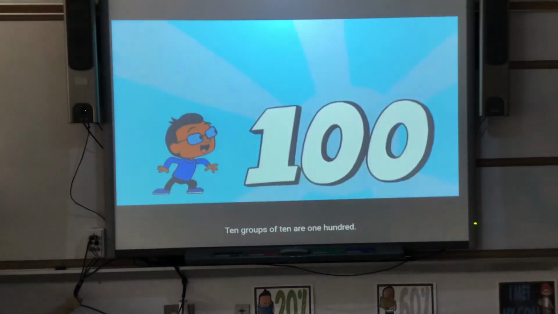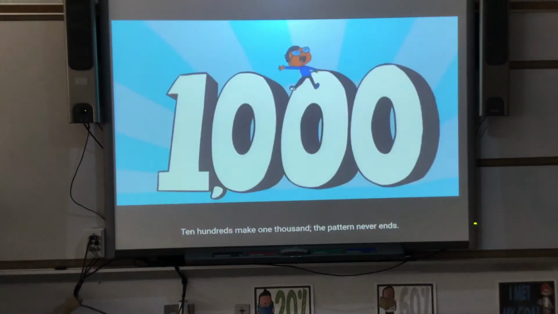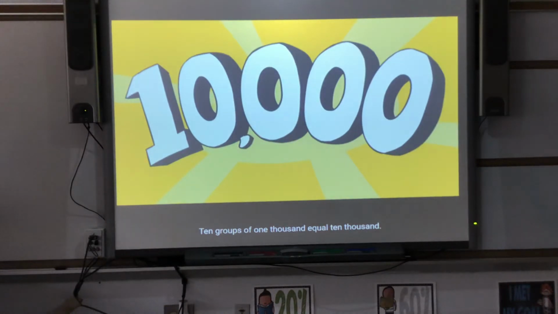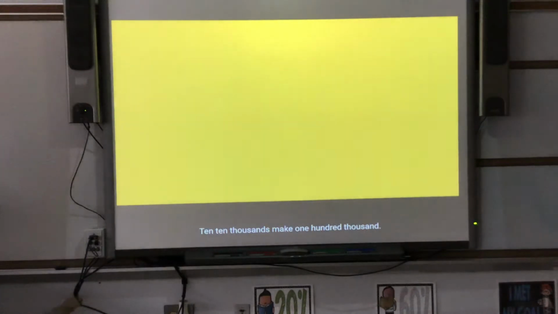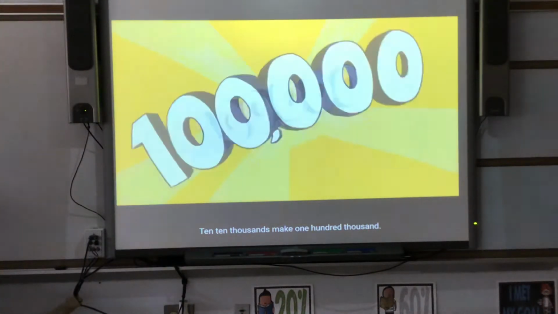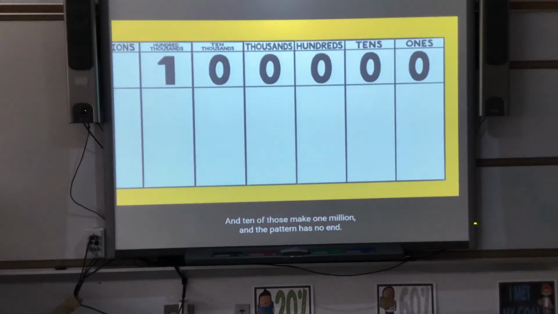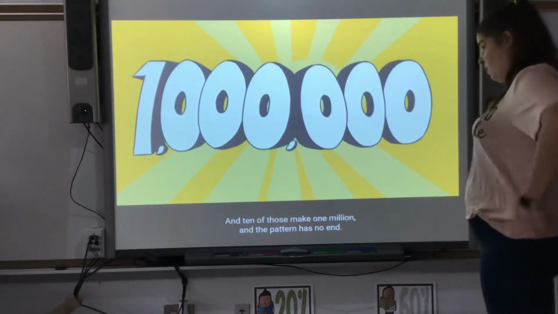10 groups of 10 are 100. 10 hundreds make 1,000. The pattern never ends. 10 groups of 1,000 equal 10,000. 10,000 make 100,000. Whoa! And 10 of those make 1,000,000.